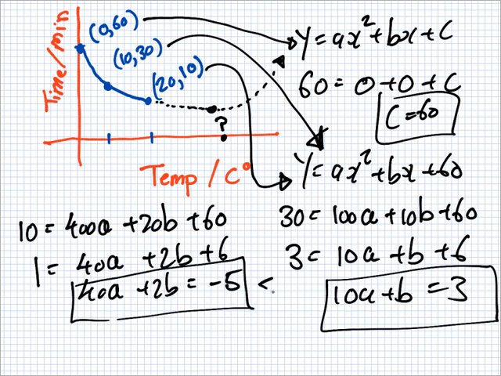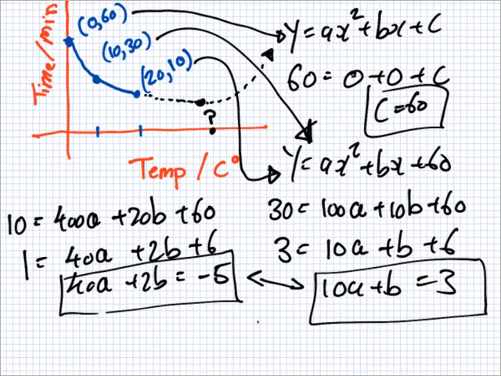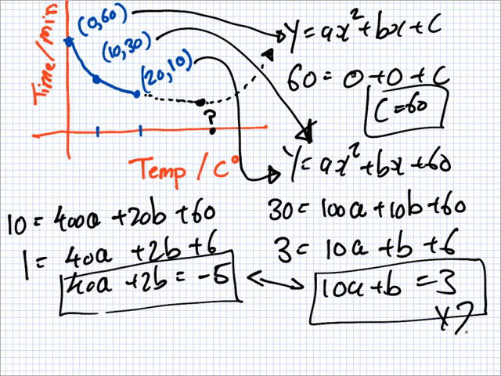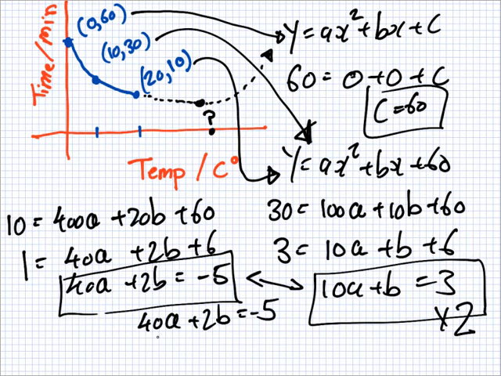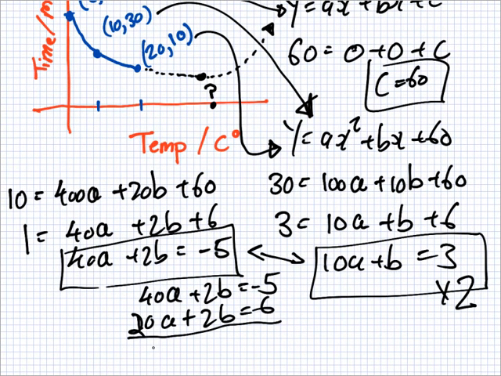Now, if I want to solve these two, what would be the easiest thing to do? I suppose I could multiply this by 2 to make a 2b. So I'll have 40a plus 2b equals minus 5, and I'll have 20a plus 2b equals 6. And then I'll subtract. So that's 20a equals minus 11. So I get a equals minus 11 over 20.